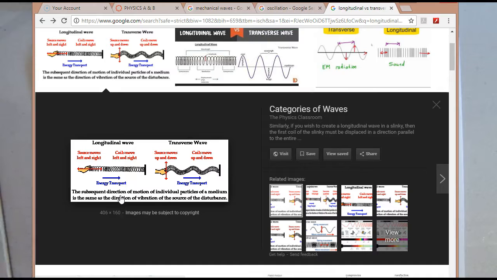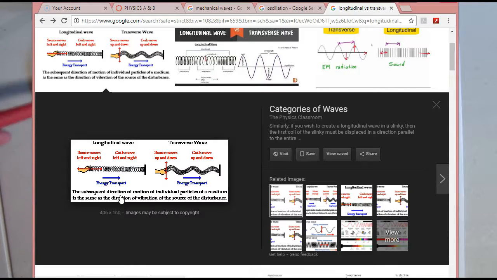Now, the opposite of that would be a transverse wave. A transverse wave is the one on the right in this picture, and that's where the wave is perpendicular to the energy. Or the energy travels perpendicular to the medium, right? So in other words, simplifying it, the wave moves up and down, whereas the energy transport is to the right in that case. So that's a transverse wave, right?